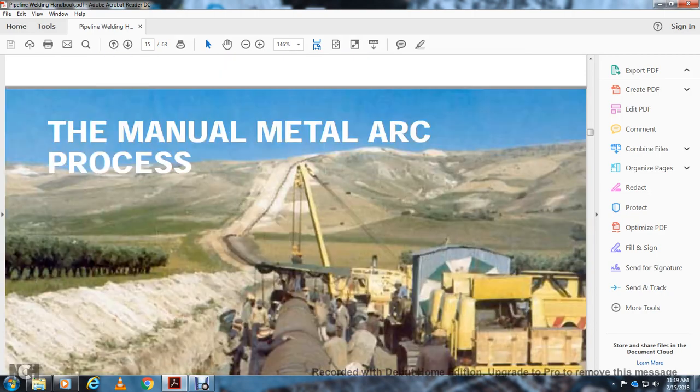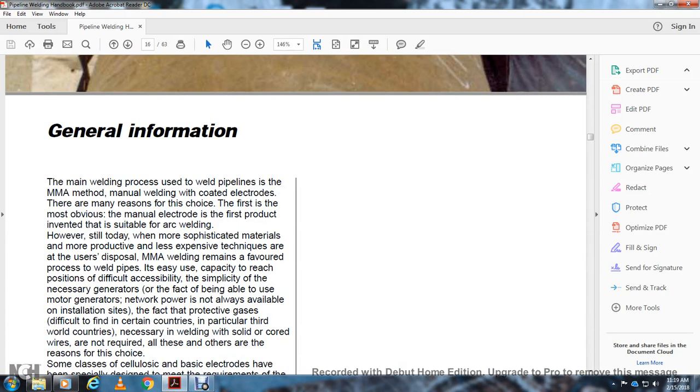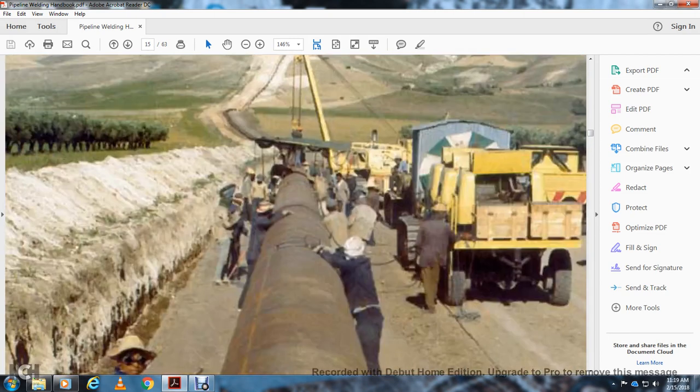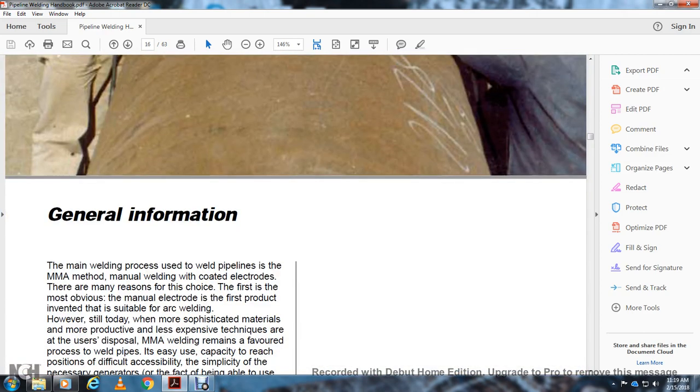The manual metal arc process. Okay, we're going to read this. General information for the welding process for the weld lines for the MMA, or manual metal arc welding method, manual welding with a coated electrode.